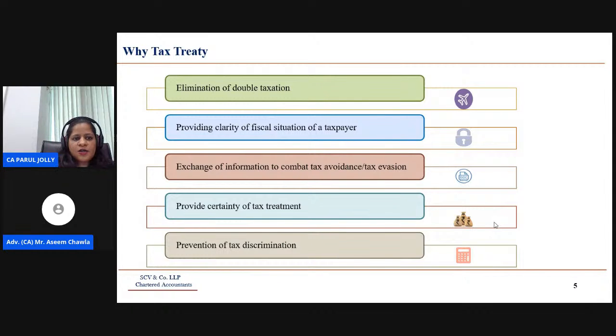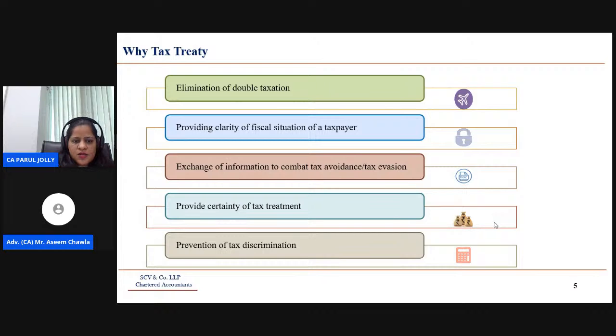So why a tax treaty, and how does it remove tax barriers? As Asim sir mentioned, other than the tax consideration, as observed in Azadi Bachao Andolan, there are other economic and various factors which are also a factor when a tax treaty is formed. But as far as the taxation aspect is concerned, a treaty eliminates double taxation. We'll discuss in detail with an example how double taxation happens and how a treaty addresses the situation of double taxation. It provides clarity of the fiscal situation of a taxpayer. It also contains provisions as to the exchange of information to combat tax avoidance and tax evasion.